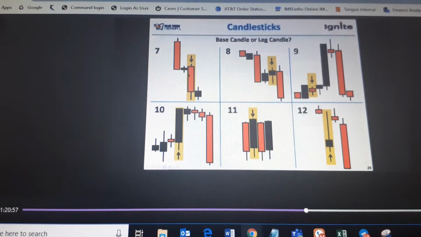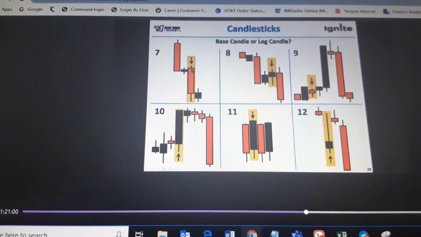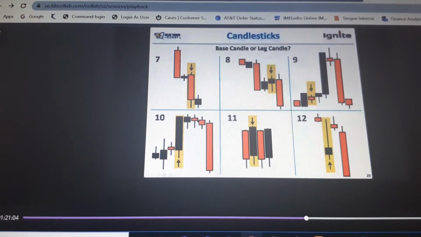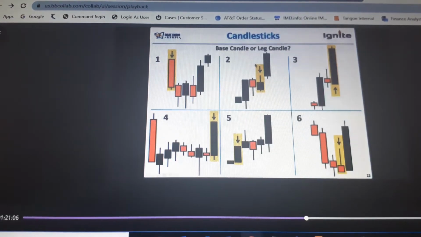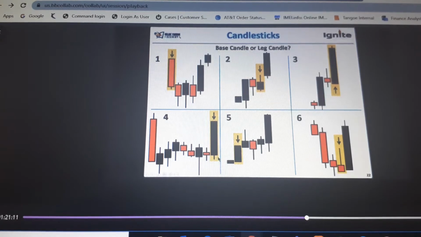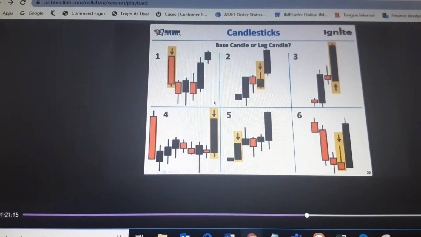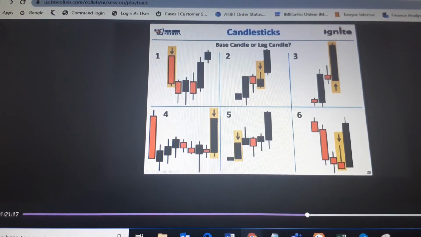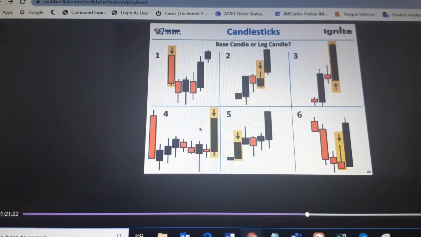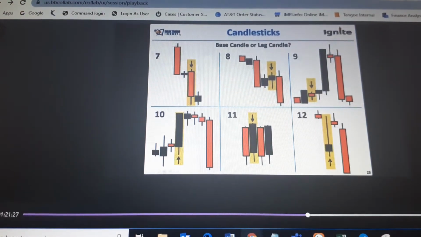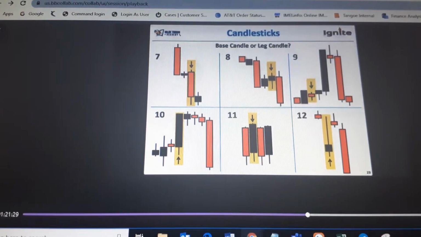Now, here, is this a leg candle or a base candle? Picture 4. Okay, I'll go to picture 4 again. Just hold on, guys. Picture 4. It's your drop base rally, right? This is your leg candle. This is a picture of demand. Drop base rally and rally base rally will always be demand.